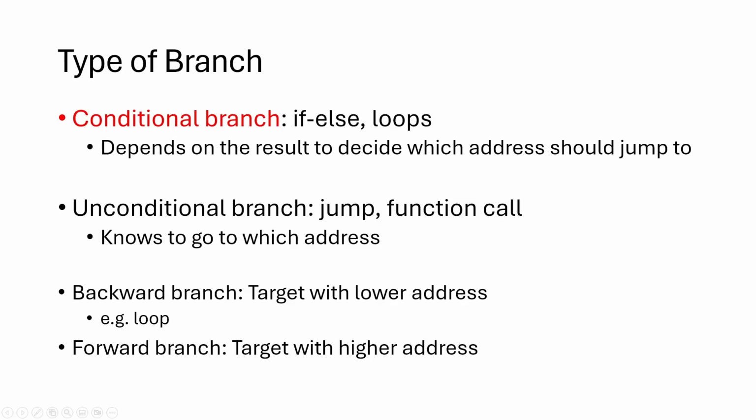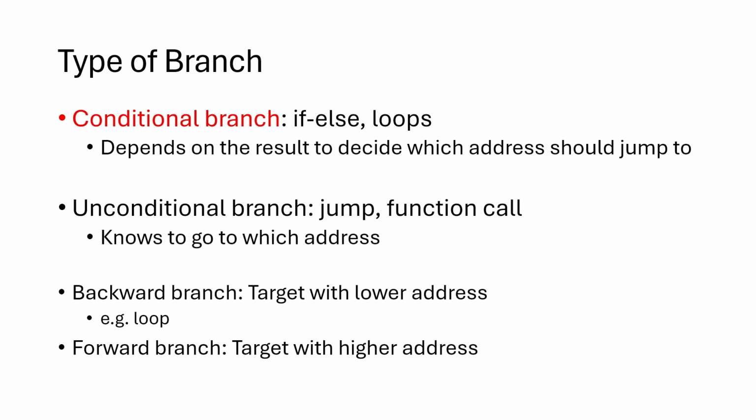So, the types of branch. Branches can be divided into different types. The first one is conditional branch and the second is unconditional branch. The branch predictor is to handle conditional branches, because before the ALU, we cannot know the result, so we cannot decide which address to jump to. For example, in an if-else branch, if condition A, we go to A, else we go to B. Before we know the result, it will cause a branch hazard. So we need a branch predictor to prevent this situation.